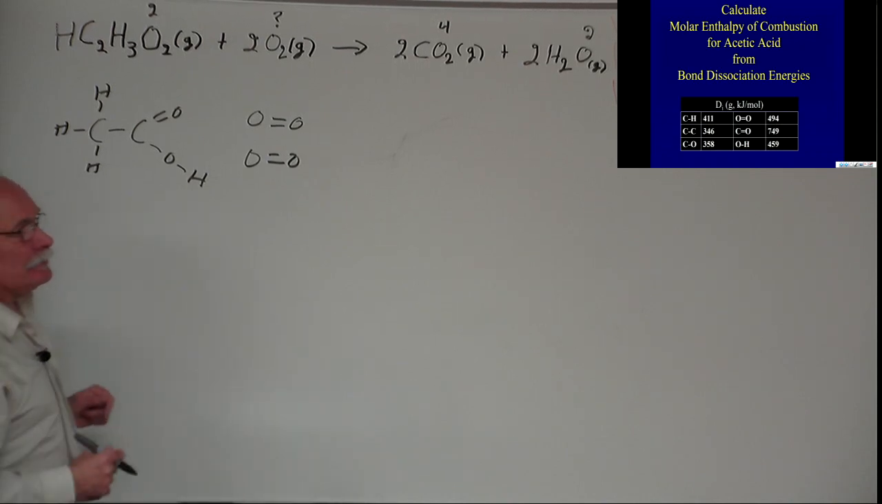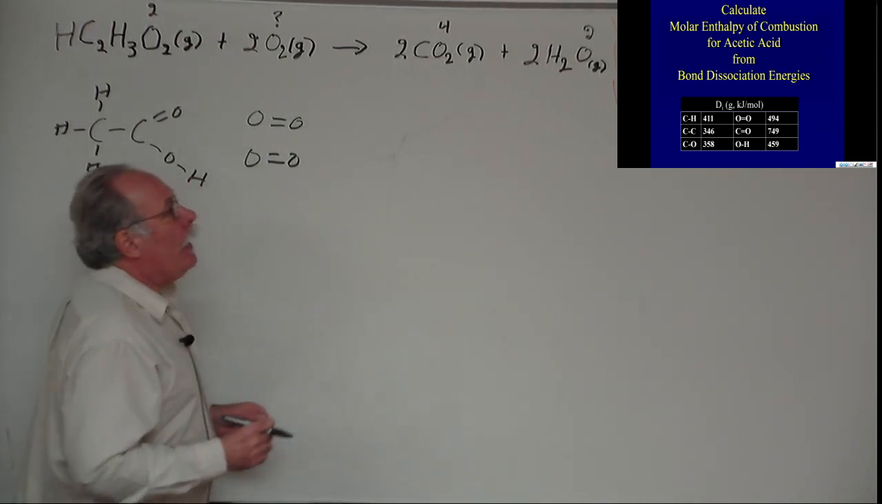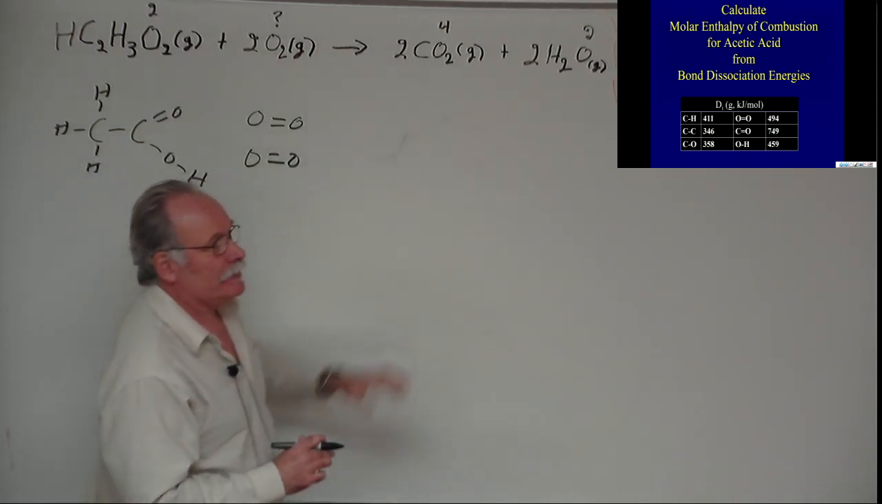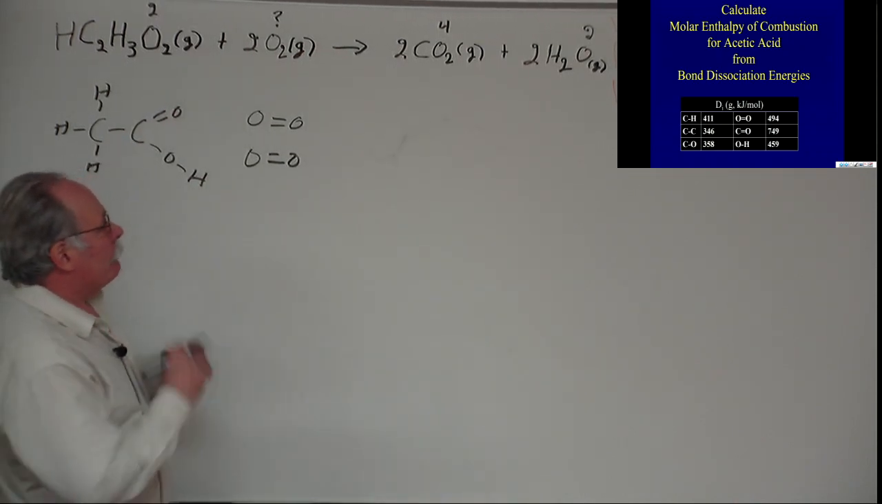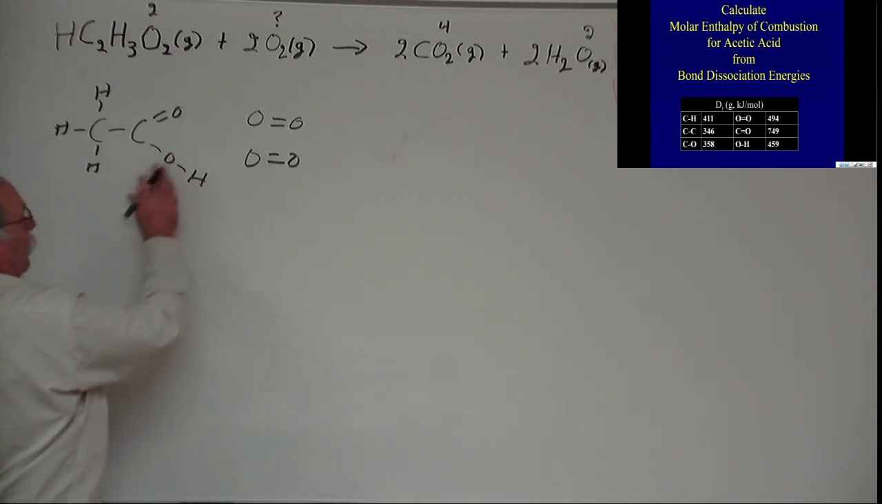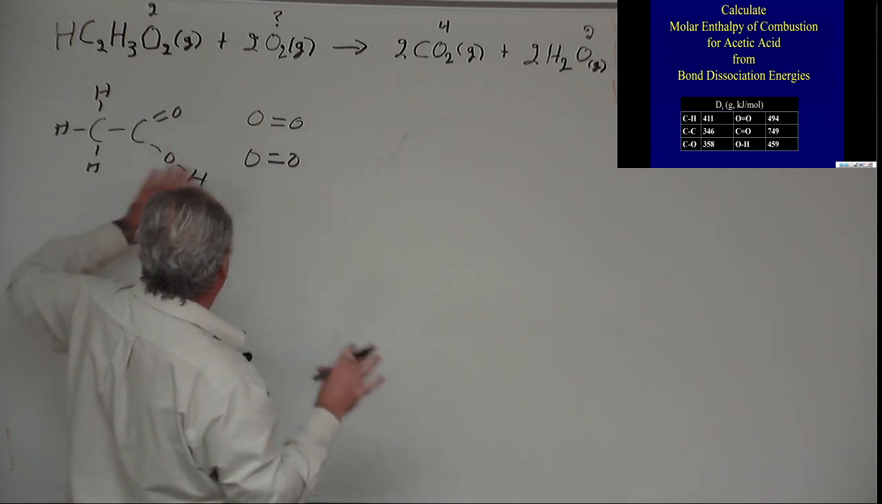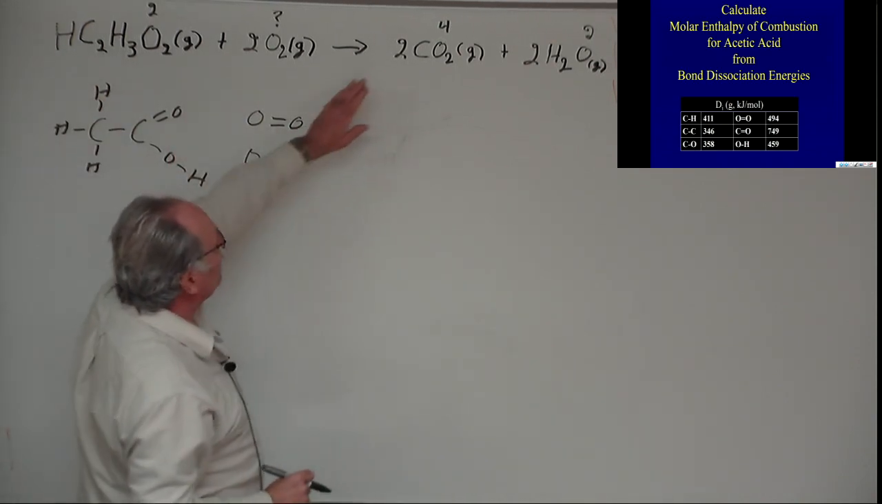And since enthalpy is a state function, the energy change going from reactants to products is independent of the path. Now the path I'm choosing is breaking all the bonds. Now I've made the atoms. I've got the atoms as broken apart. And I'm going to form these.